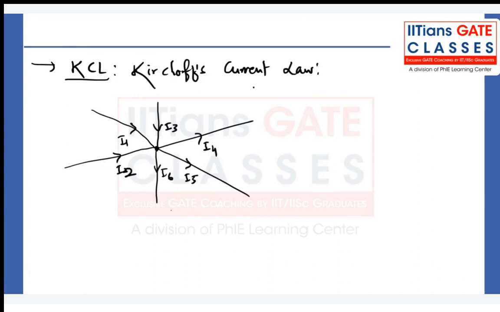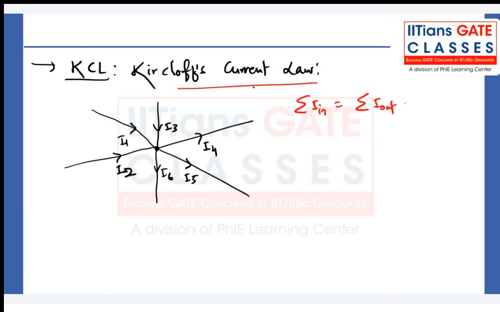So KCL is nothing but, suppose these currents are coming to the node. So you can say that the sum of incoming current is equal to the sum of outgoing current. This is the KCL.